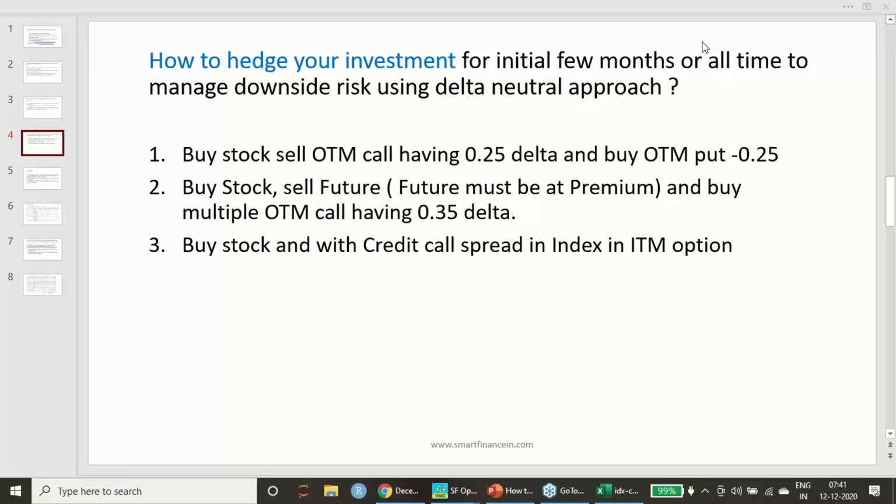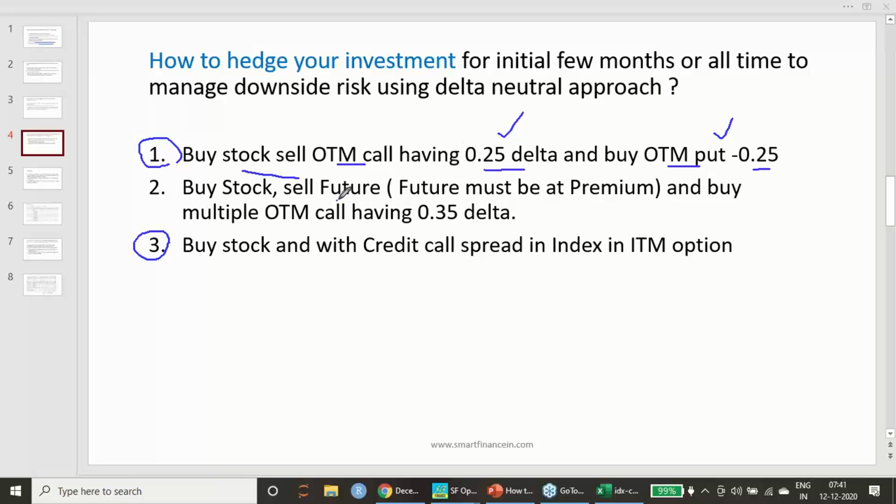So how should we hedge as retail players? There are three different processes I can tell you. First: buy a stock, sell an OTM call option having 0.25 delta, and buy an OTM put having minus 0.25 delta. Here you are buying a put and selling a call, which is also negative delta. So you almost have 50% protection on that.